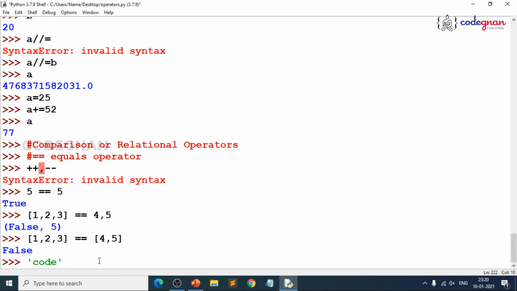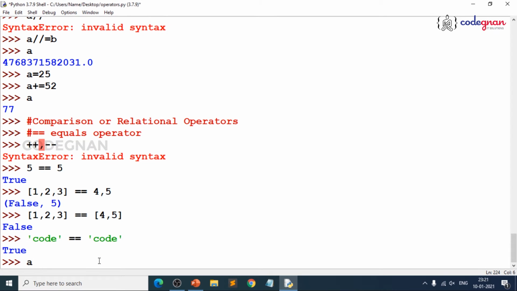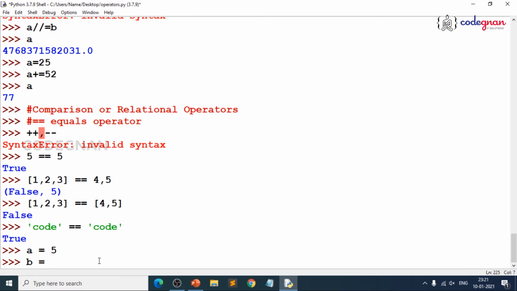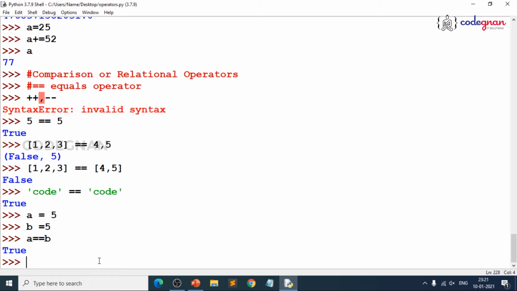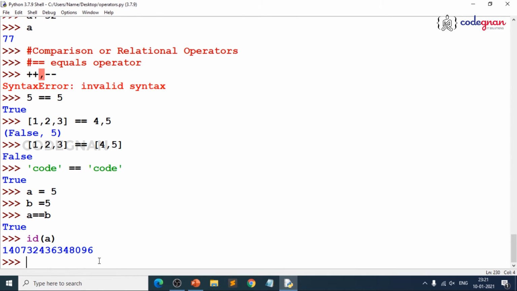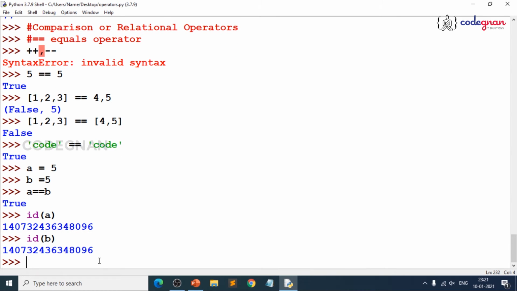Whether you give code equal to code, you are just trying to compare. That means if A is equal to 5 and B is equal to 5, and you give A equal to B, it is true. If you check the memory location, the ID of A gives 140732 and the ID of B also gives the same thing. That's where you have a clear differentiation in identity operators. You need not worry about it as of now, because ID will just give you the memory location of how the given value is being stored. So comparison is simple.